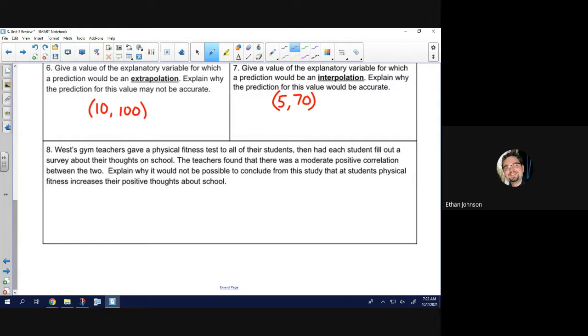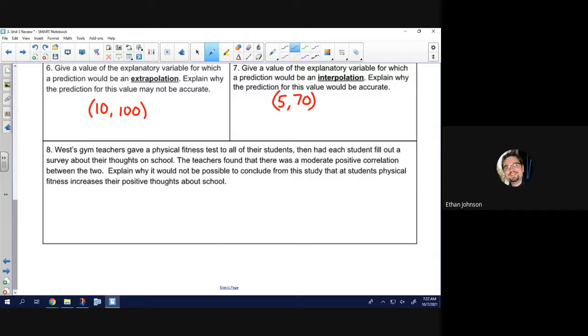Number 8, West's gym teachers gave a physical fitness test to all of their students, then had each student fill out a survey about their thoughts on school. The teachers found that there was a moderate positive correlation between the two. Explain why it would not be possible to conclude from the study that a student's physical fitness increases their positive thoughts about school.